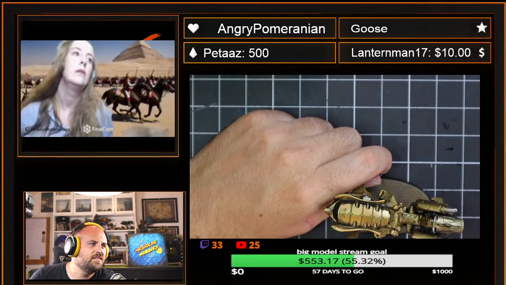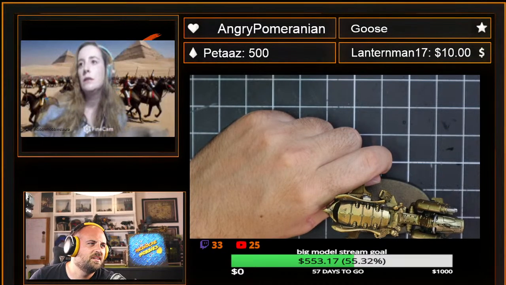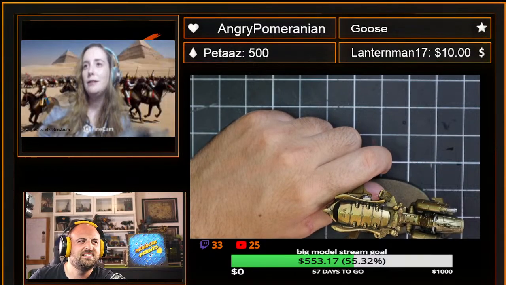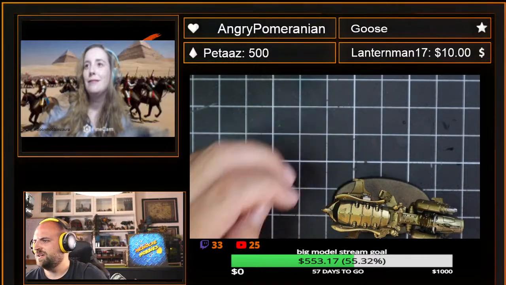Oh, Senegalese infantry for my French World War II army. Senegalese? I don't know. Senegalese? Infantry from Senegal. Interesting. Sure, why not? Yes.